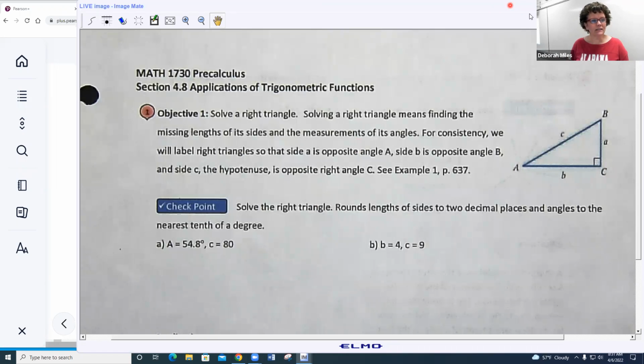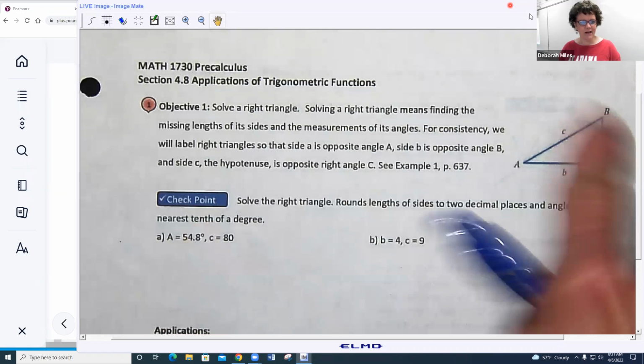Our first objective is to solve a right triangle, and solving a right triangle just means finding all the missing parts. Altogether a triangle has 3 angles, 3 sides, 6 parts. But if we're talking about right triangles, then we already know one of the angles. There's only 5 parts left that we're really trying to figure out. If you give me 2 of them, I can find the other 3.